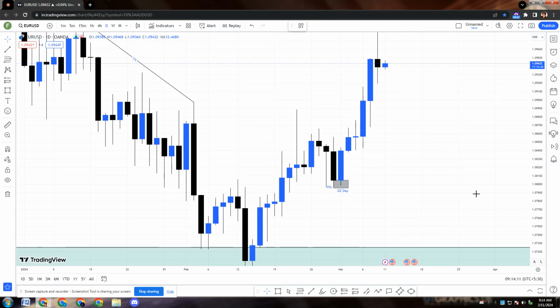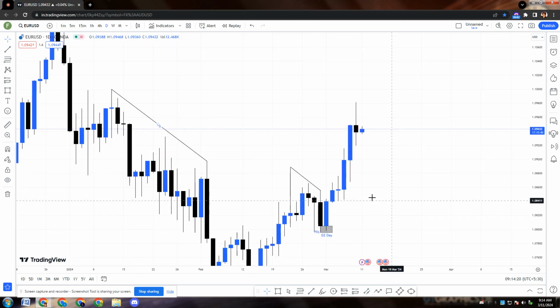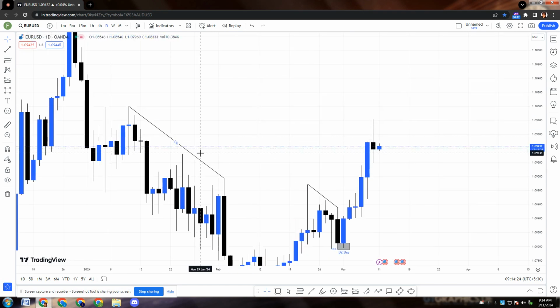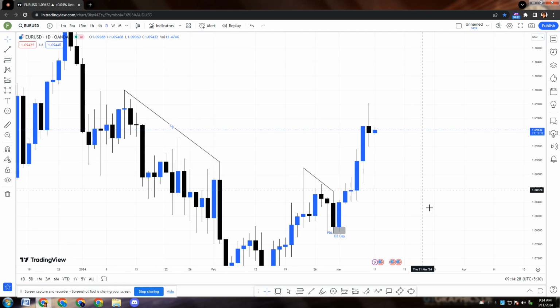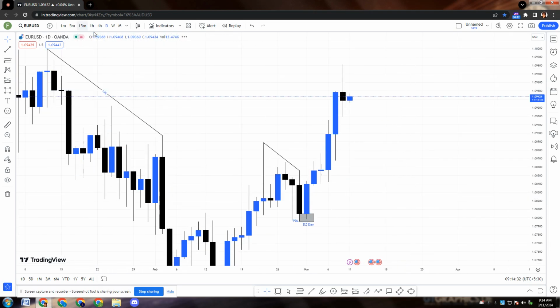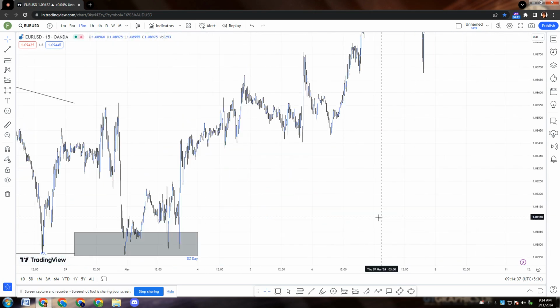Now what we have: first liquidity to deliver right here is this one, and second liquidity is this one. Let's check. So our first target is this liquidity, and second target will be this liquidity, and third will be this liquidity. Now let's check in the 15-minute time frame how price delivered to this zone.